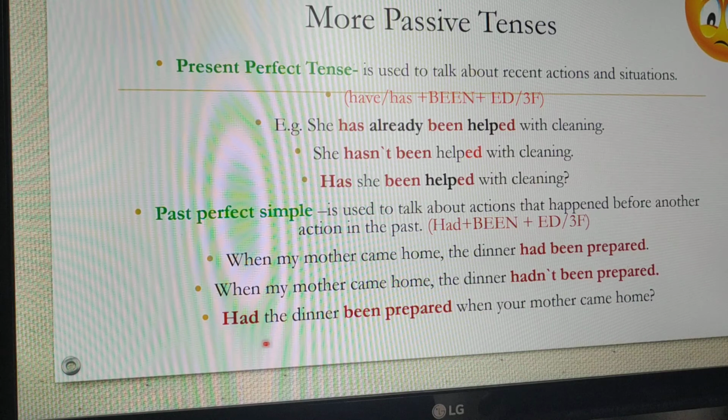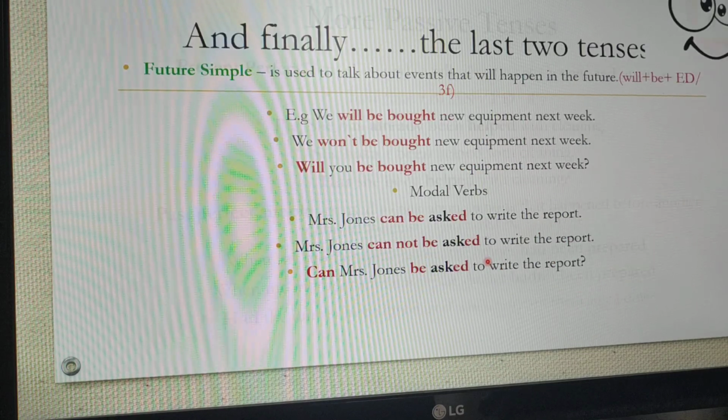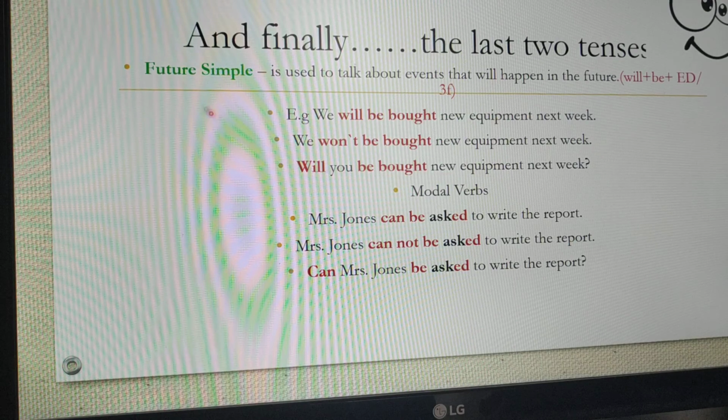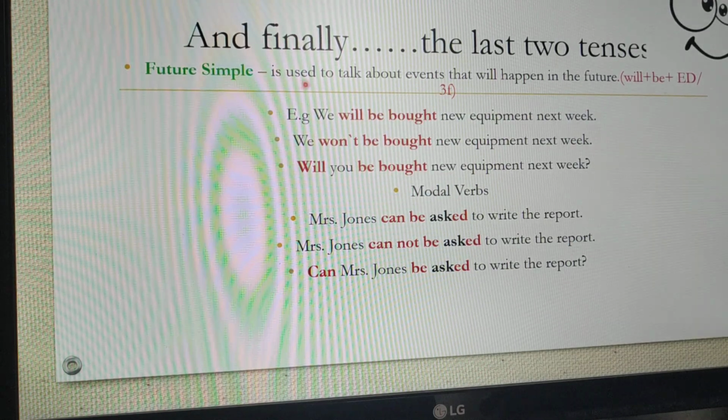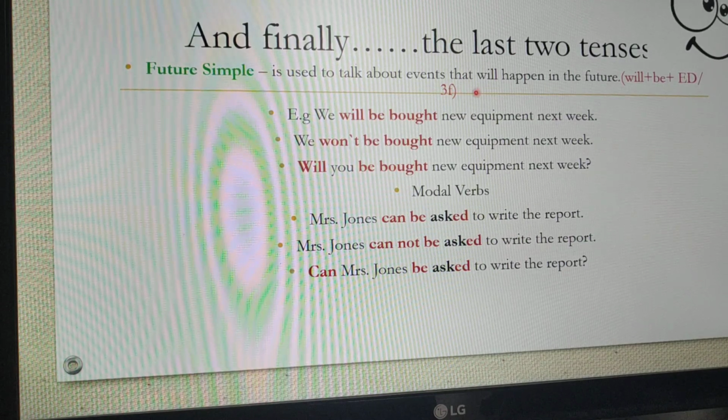And the question: had the dinner been prepared when your mother came home? And finally, the last two tenses. It's future simple and the modal verbs. So, future simple is used to talk about events that will happen in the future.